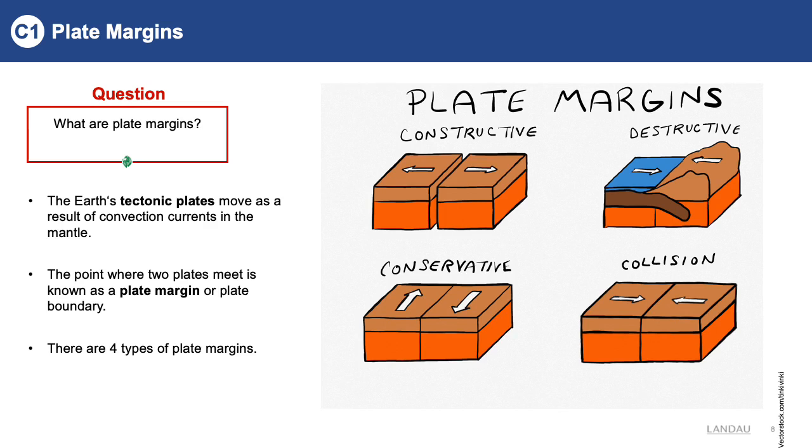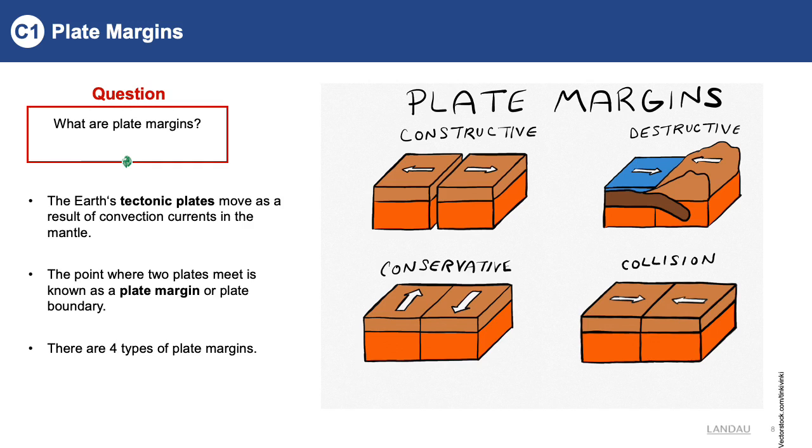Plate margins are the point or place where two tectonic plates meet. We have 4 different kinds of plate margins on our Earth. We have constructive plate margins. These are margins that are moving away from one another. We have conservative plate margins. These are margins that are moving alongside of each other, either in the same direction at different speeds or in different directions and kind of rubbing along each other.